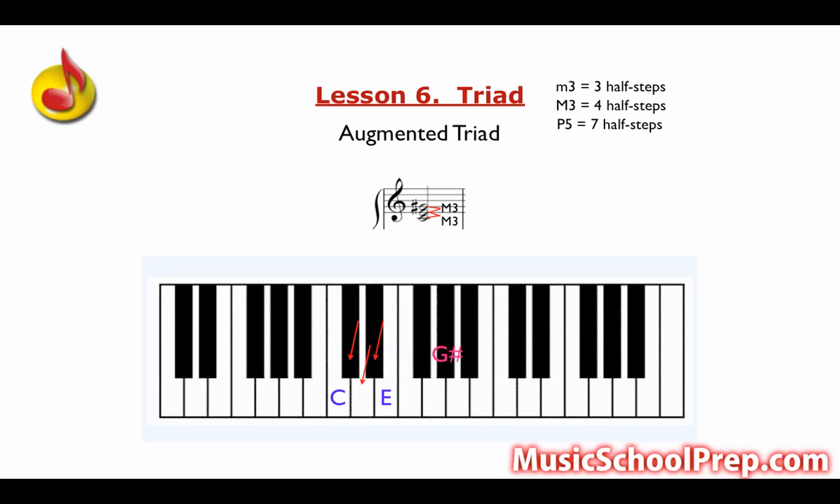1, 2, 3, 4 half steps up for a major third to E. Another major third up, 1, 2, 3, 4 half steps to G sharp. A perfect fifth is 7 half steps, so an augmented fifth is just 1 half step more than that. 1, 2, 3, 4, 5, 6, 7, 8 half steps up from this C to this G sharp, the fifth, makes an augmented fifth. Here's the augmented triad for you.